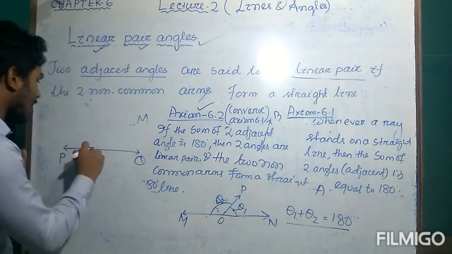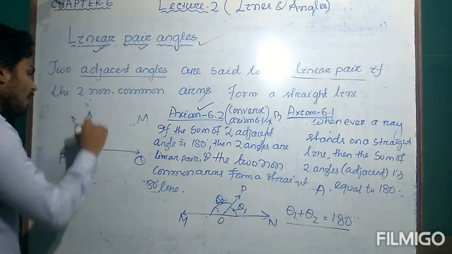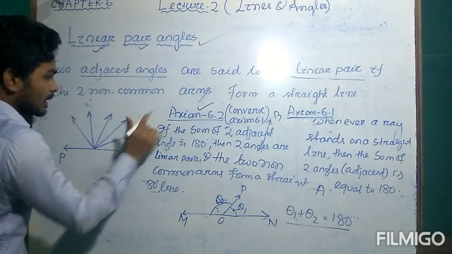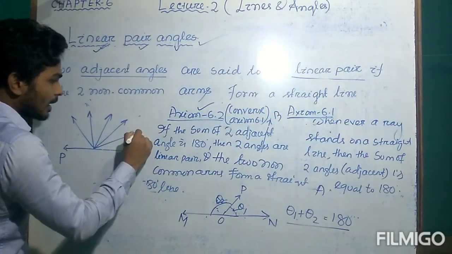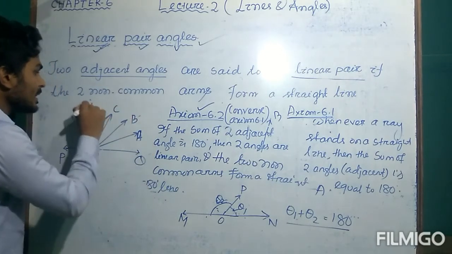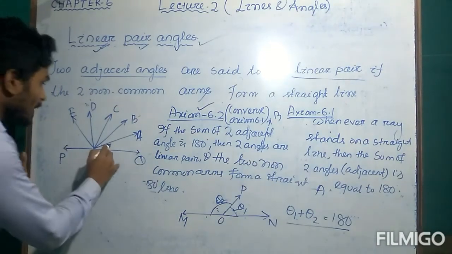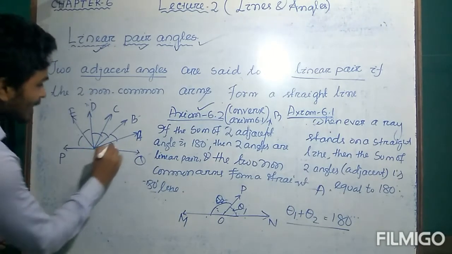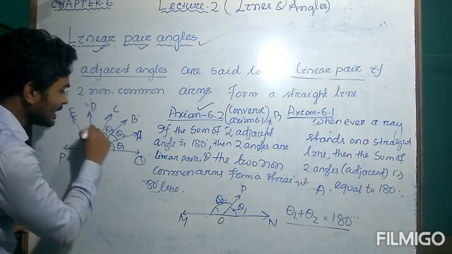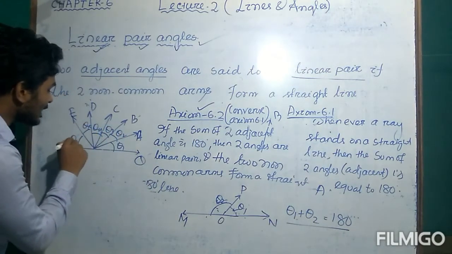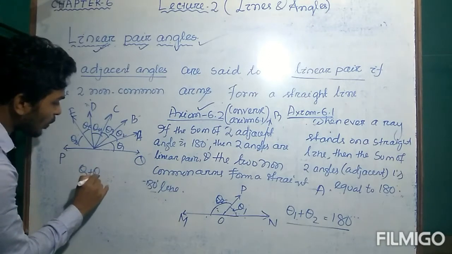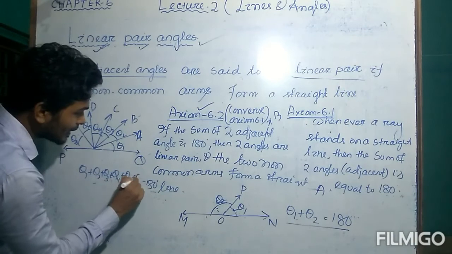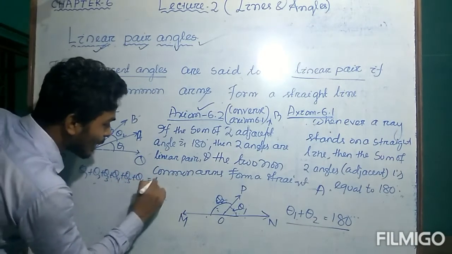Similarly, if you draw a straight line PQ, and on the straight line we draw an infinite number of rays having a common vertex, suppose these are A, B, C, D, E. So here we have angles theta 1, theta 2, theta 3, theta 4, theta 5 and theta 6. If we add all the angles, what is the value? It is also 180 degree.